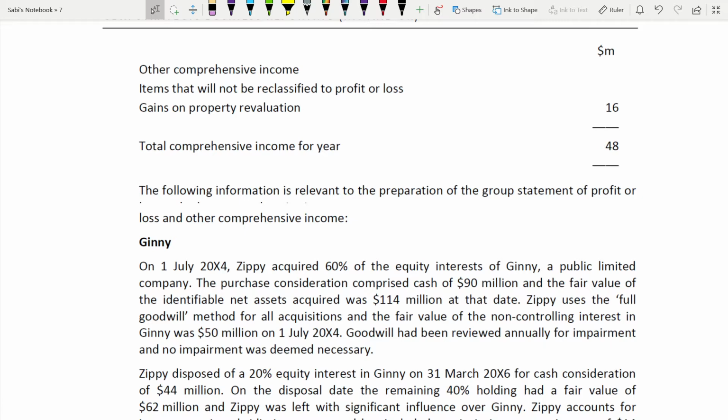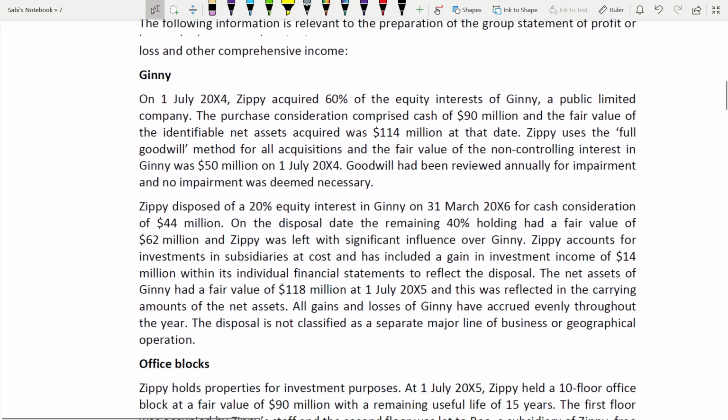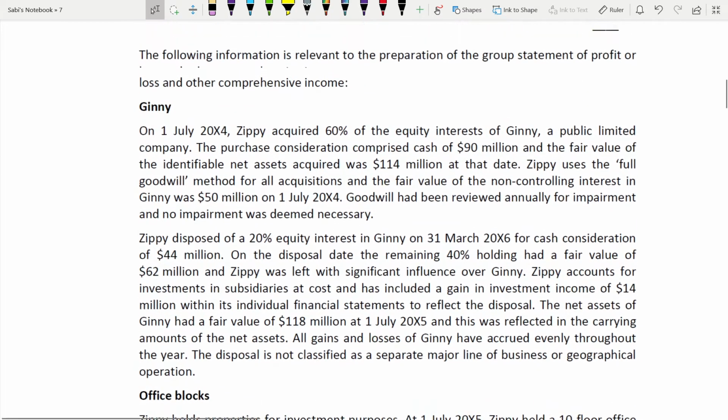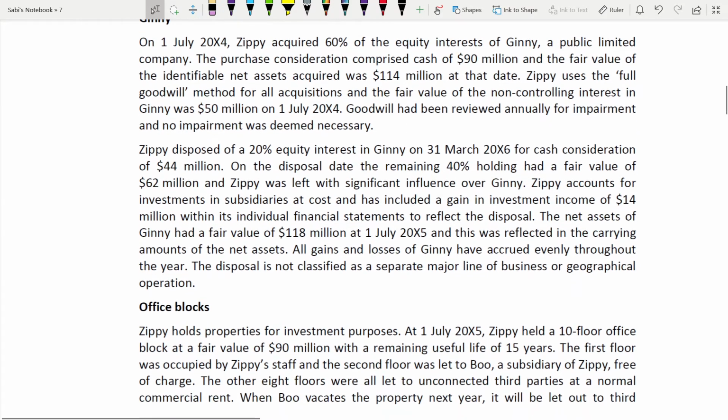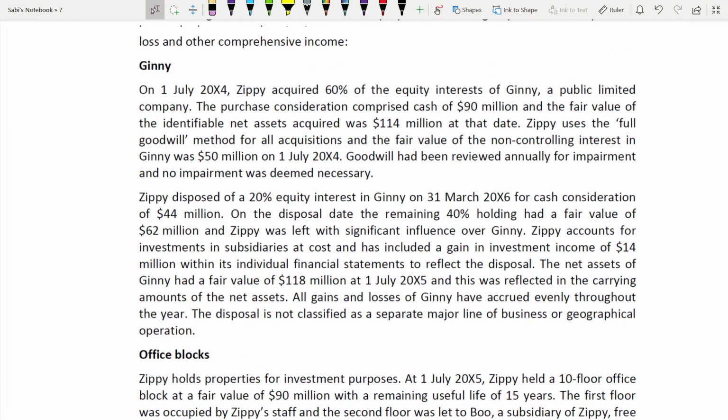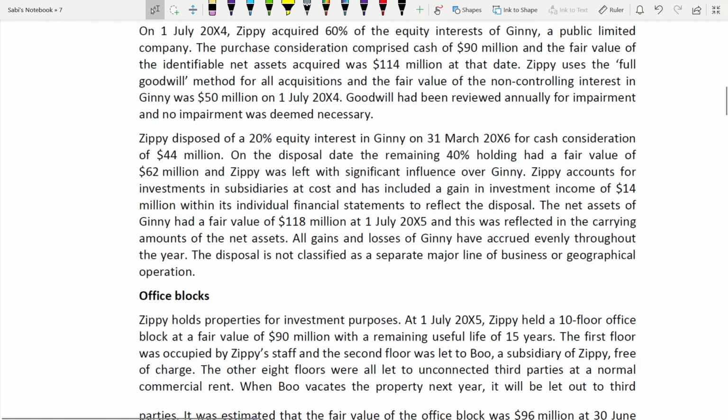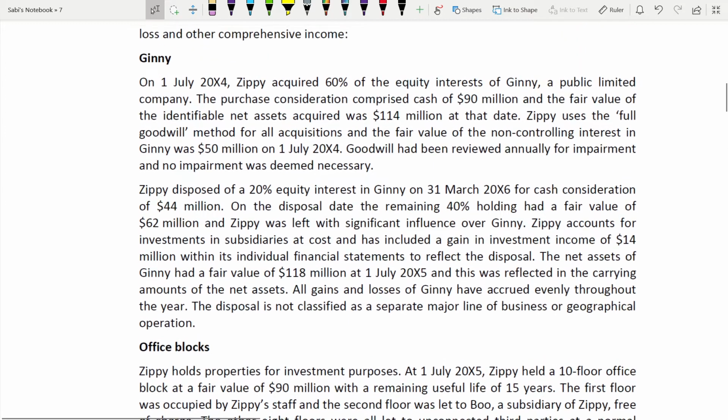Okay. So that's a good thing. It saves time, and now you can directly read just under two subheadings. One is Guinea, one is office blocks. Okay, so office blocks we'll read later. First we'll start with Guinea and we'll start answering the requirements relating to Guinea.